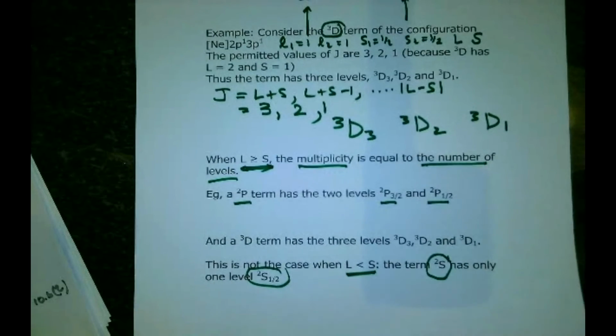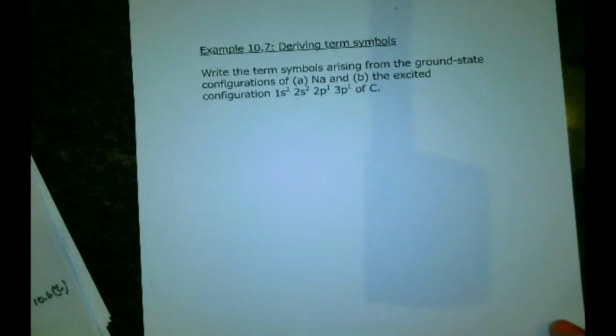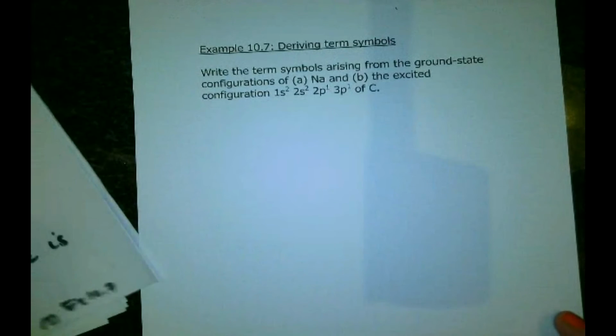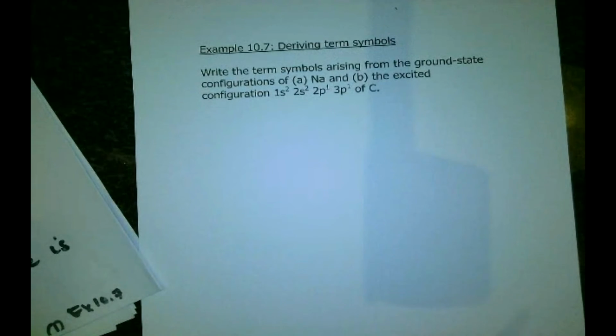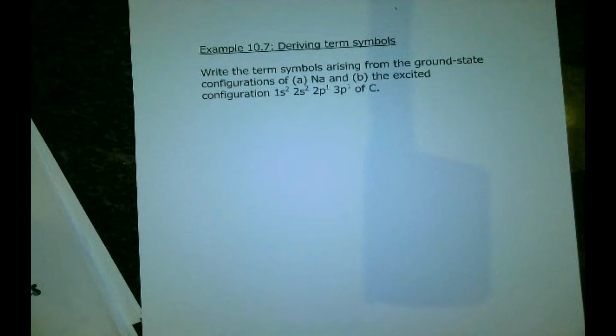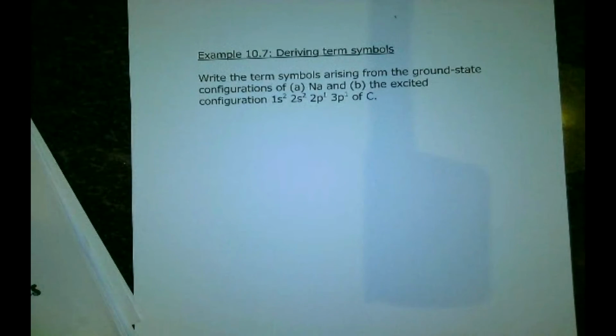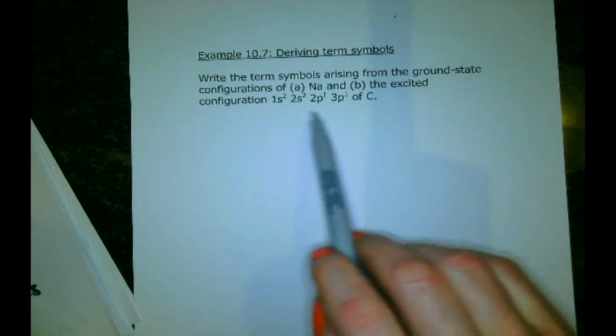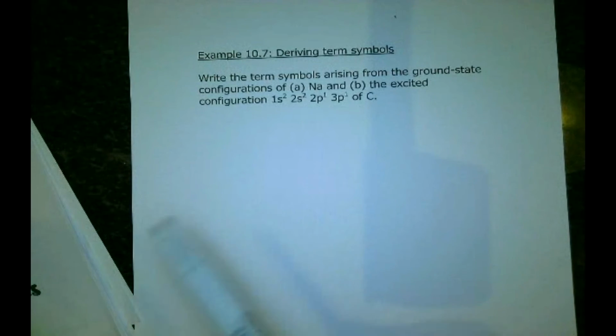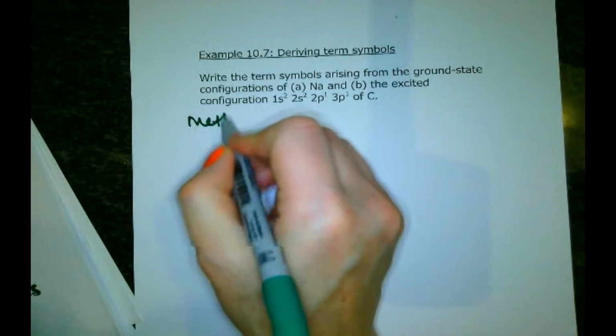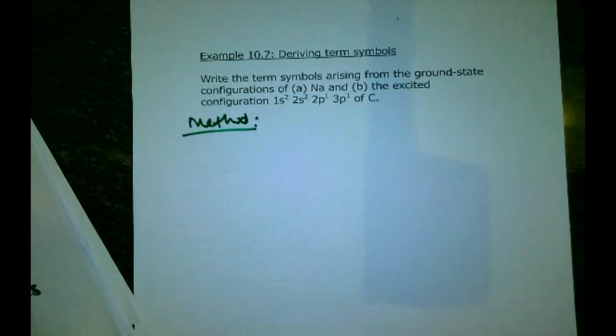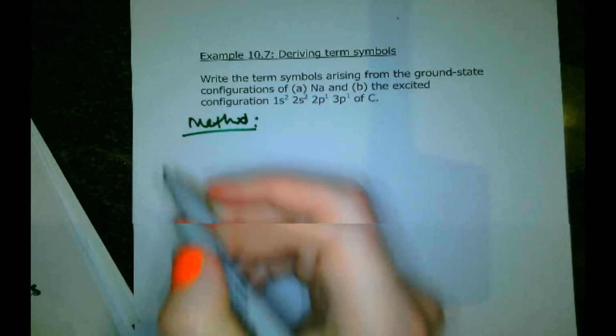So now we're going to look at an example that basically covers everything that we have learned about term symbols. And I'm giving you a bit of a recipe on how to derive a term symbol. So the question is, write the term symbols arising from the ground state configuration of sodium, and then we look at an excited configuration of carbon. So let me first give you the method, just to summarize what we've said.